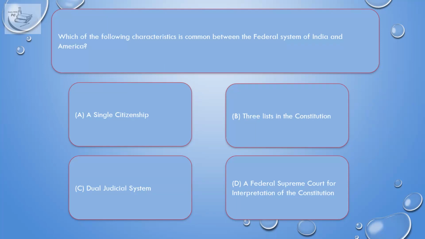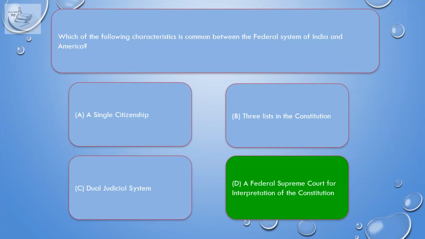Question: which of the following characteristics is common between the federal system of India and America? A. a single citizenship, B. 3 lists in the Constitution, C. dual judicial system, D. a federal Supreme Court for interpretation of the Constitution. Correct answer is D. a federal Supreme Court for interpretation of the Constitution.